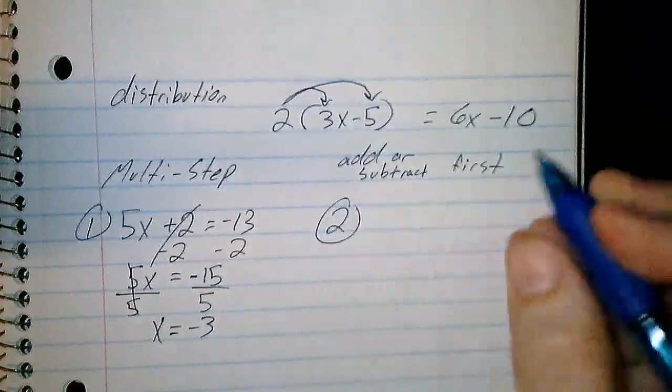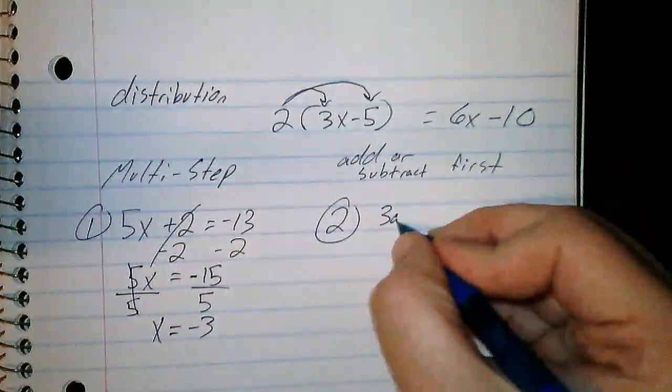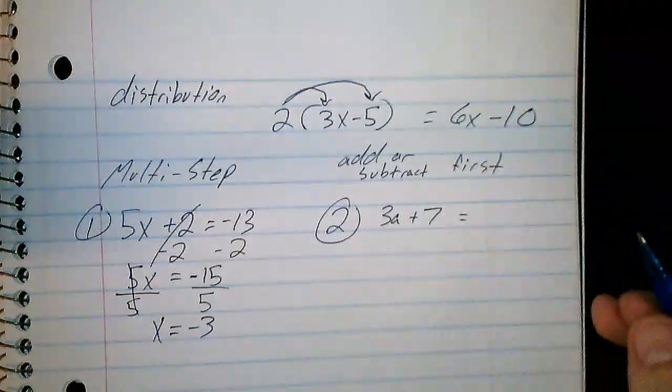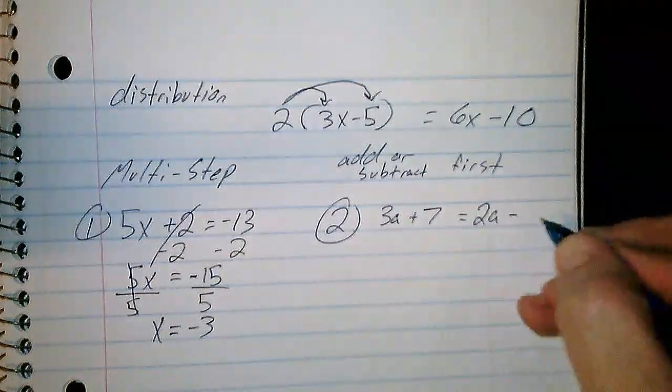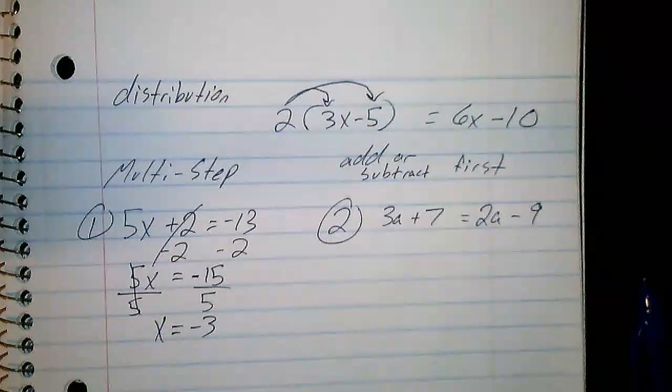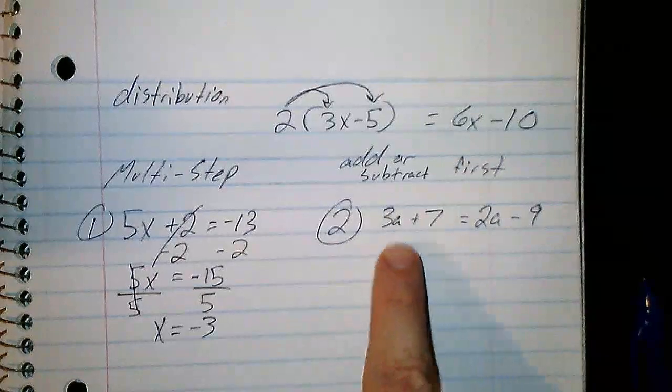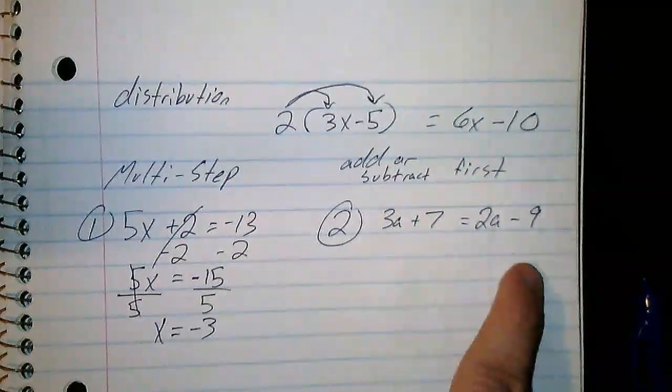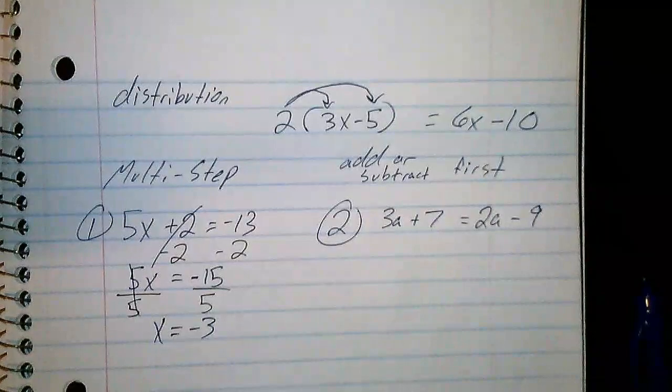Look at a couple more. So 3a plus 7 equals 2a minus 9. So we have variables on both sides of the equal sign, and we have constants on both sides of the equal sign. So in this case, we want to get our variables on one side, our numbers on the other.